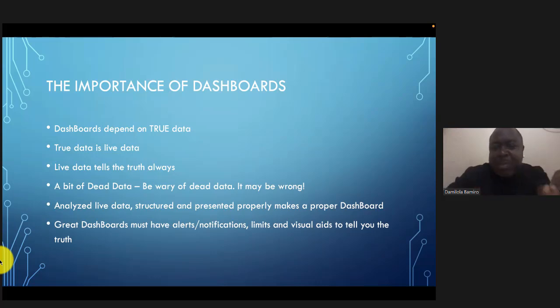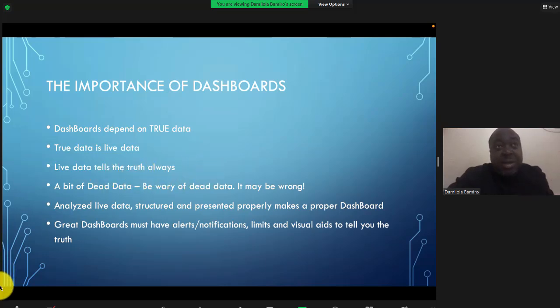The dashboards depend on true data. Whatever you're seeing, you must be able to trust it. And usually, the best kind of true data is live data. And I'll tell you shortly why I say live data. Because live data tells the truth always. You cannot dispute what live data is telling you.